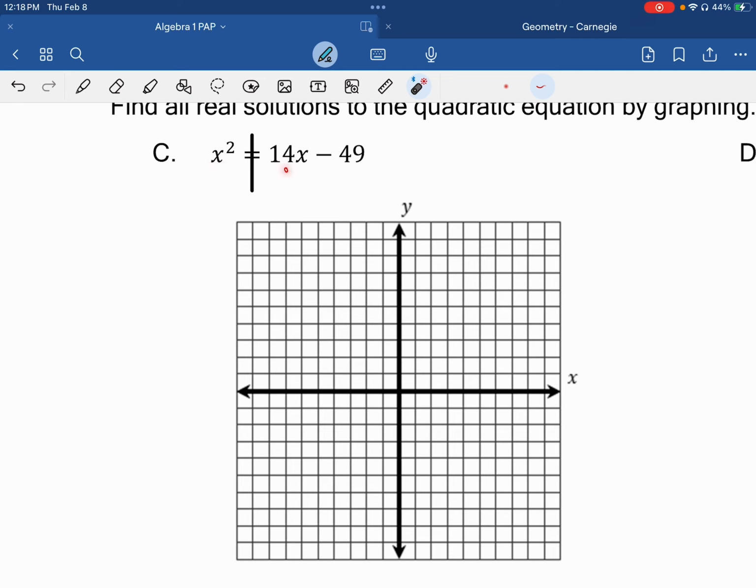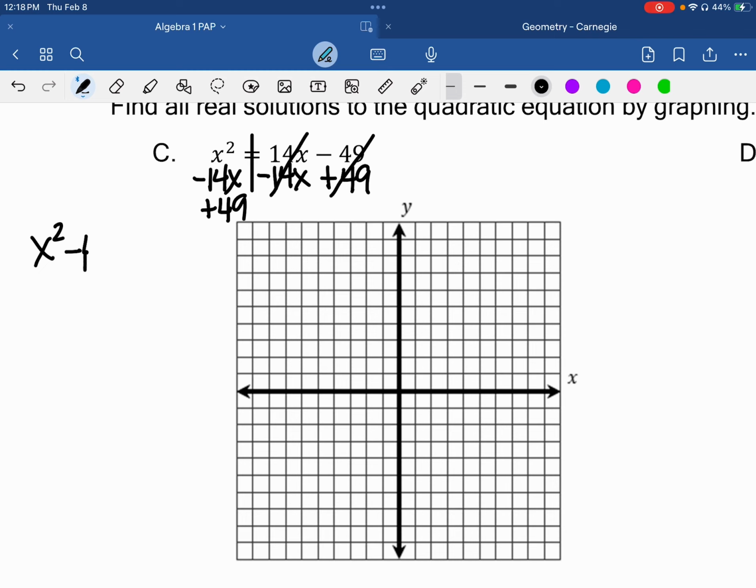So in this case, I am going to go ahead and move both of these to the other side. I would subtract the 14x because it is positive, and I would add the 49 because it is negative. So I'm going to come over here and do that, making my equation, there we go. Now I can go ahead and find my x-intercepts.